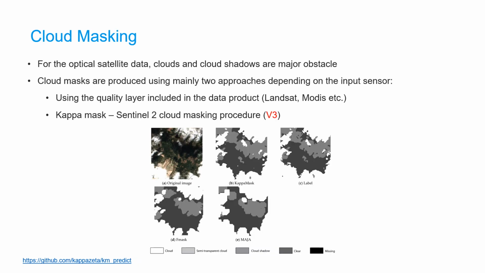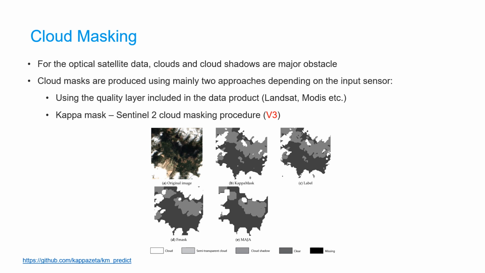For the optical satellite data, like data coming from Landsat, Sentinel-2, 3, VIIRS, etc., clouds and cloud shadows are a major obstacle. These satellite data are used extensively in the WaPOR process chain to compute intermediate data components like NDVI, FAPAR, albedo, land surface temperature, etc. Hence, the accurate removal of cloud and cloud shadow pixels is very important. Cloud masks are used to remove these pixels.